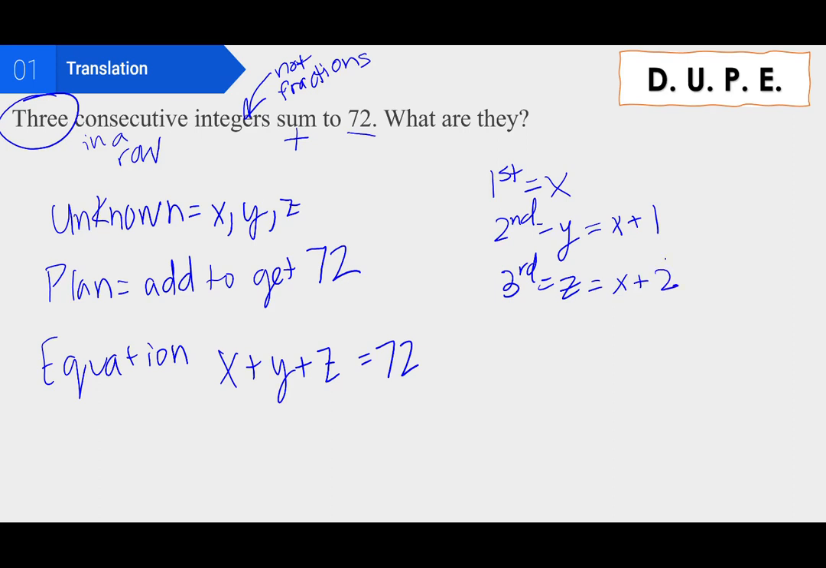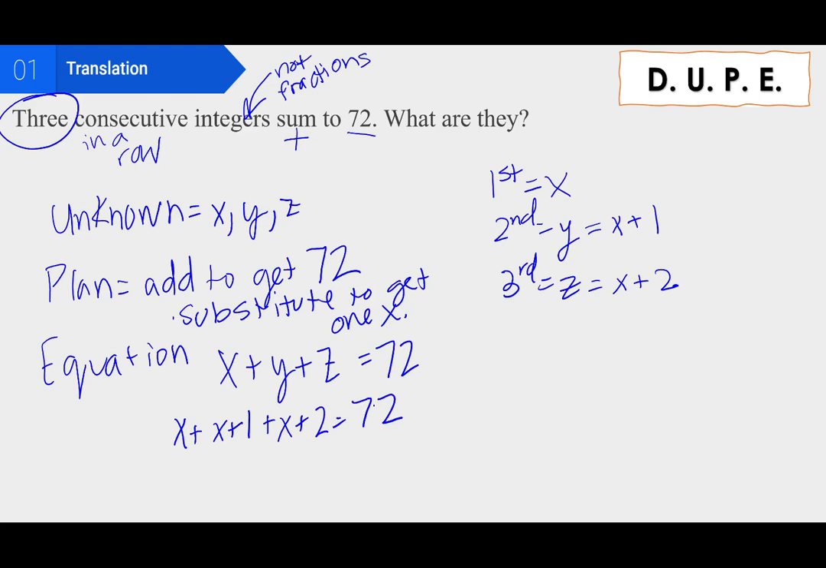So I'm adding to my plan now that I'm going to substitute to get one variable, X. Right, so I'm going to plug these into my equation. First one is just there already, it's X. My second variable is X plus 1. My third one is X plus 2, equals 72. And now that is something beautiful that I can solve.